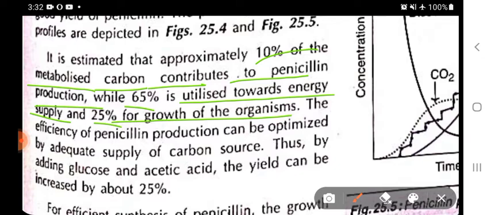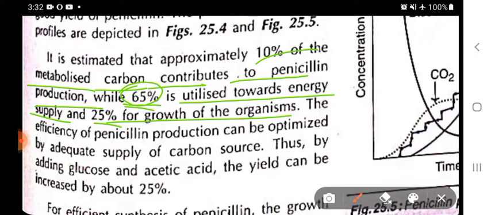of organisms. So out of 100% of your carbon, 10% is used for penicillin production during their metabolism of penicillin production. 25% is used for the growth of the microorganism, that is the growth of the Penicillium chrysogenum, and 65% is used for the production of energy by that microorganism.